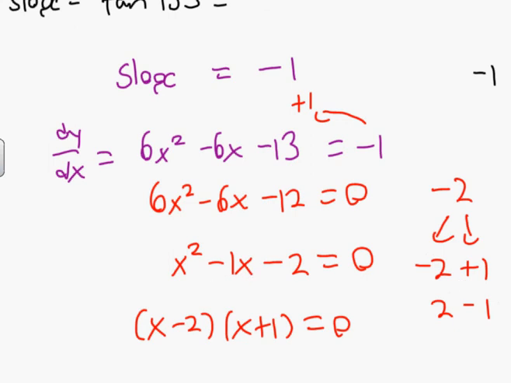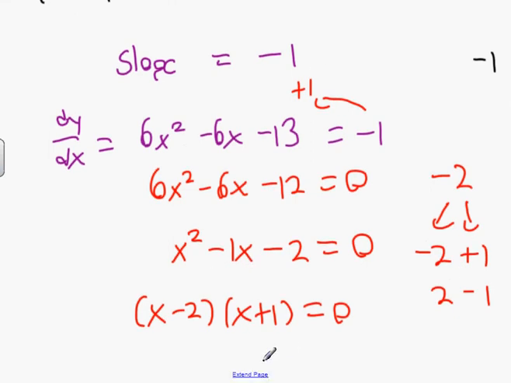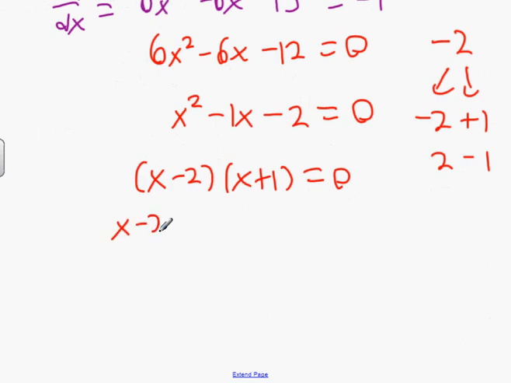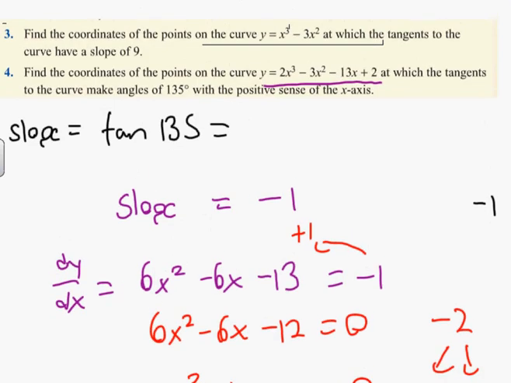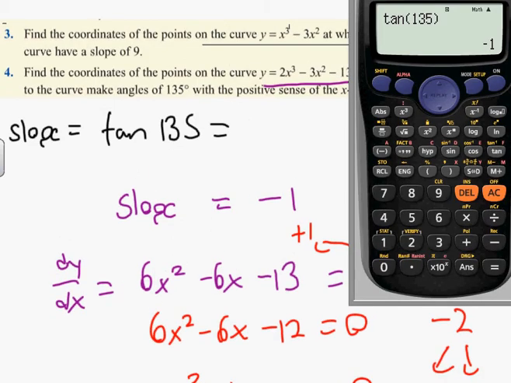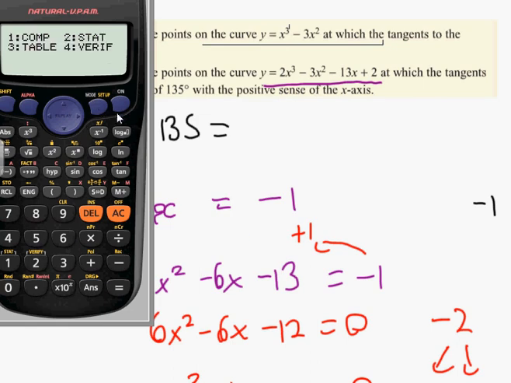Okay? Then you're going to get 2 answers. You're going to get x minus 2 equals 0, x equals 2. x plus 1 equals 0, x equals -1. What do we do to find the y value now? Anybody? Any ideas? You can substitute it in, or you can just go to the table function we've already used to draw the graph, and just pretend you're actually drawing the graph.